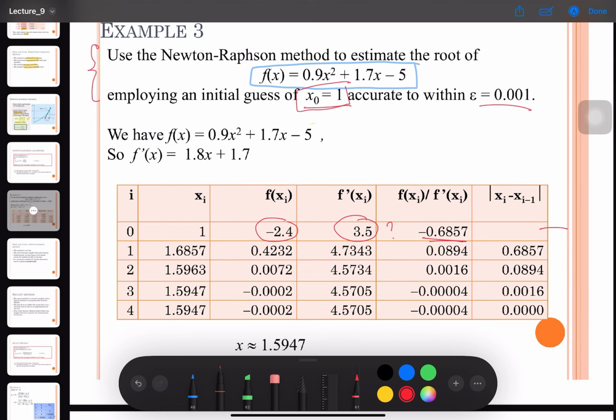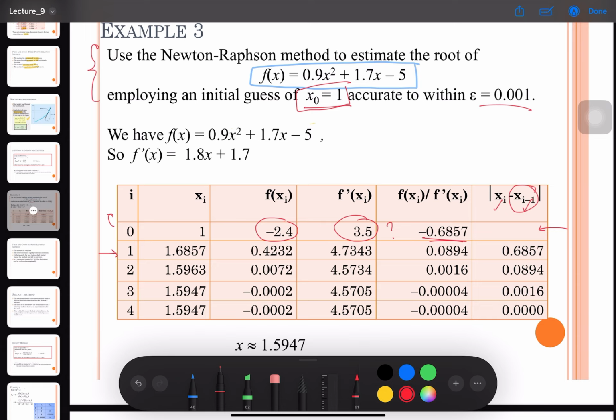Okay, same just like just now, they didn't find the error because they know the error is still bigger. We don't have the previous error. Okay, you have x0 but you don't have the one before 0, like that. That's why they leave it blank.